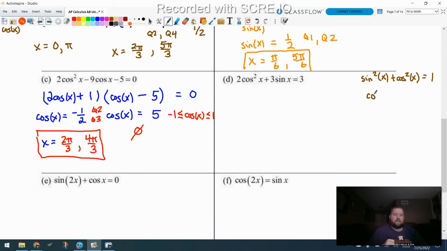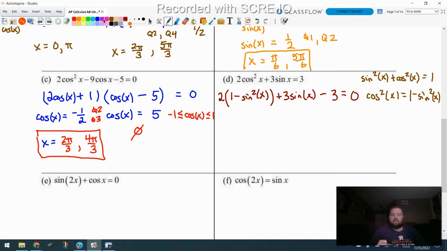And so if we move that sine squared to the other side, then we have something we can substitute in for cosine squared that's in terms of sine squared, and then we're off to the races, as they say. So here we go. 2 times 1 minus sine squared x plus 3 sine x. Then I'm going to go ahead and subtract this 3 over, minus 3, to make my equation equal to 0. All right, we have a little more algebra to do.